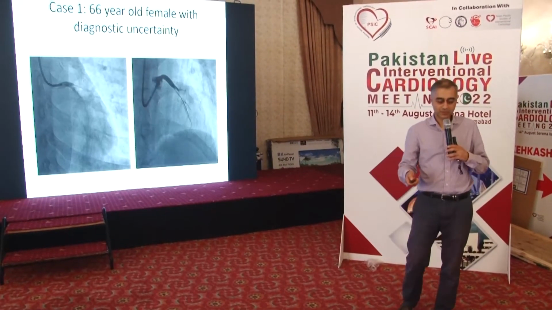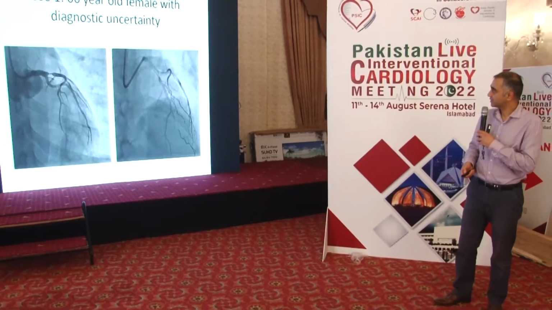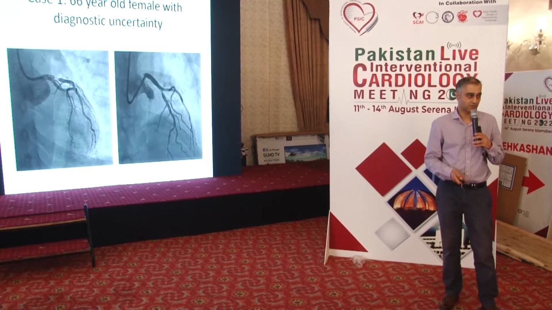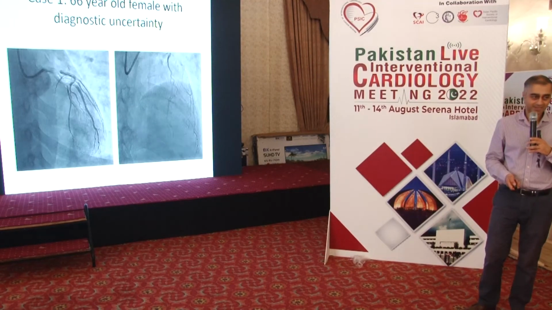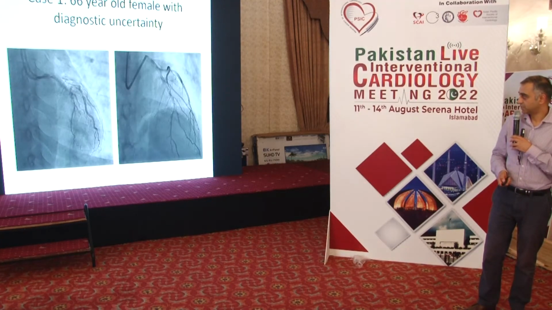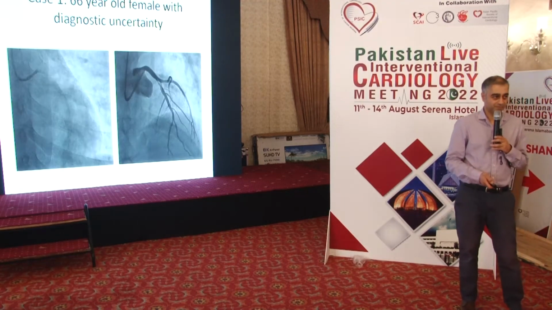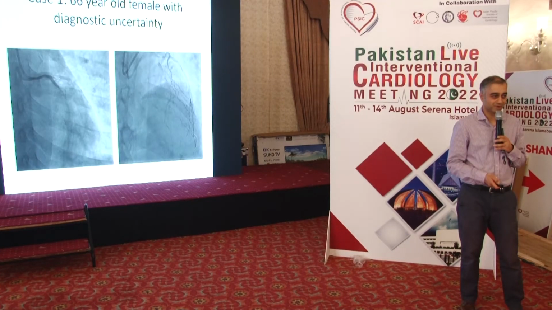Okay, so we've got some cases that we can talk through. So, a 66-year-old lady coming with an acute coronary syndrome. The right coronary artery looks pristine. I'll show you that in a second. And then she's got this lesion in the very proximal LAD. So what do people think? What would you do in your practice?